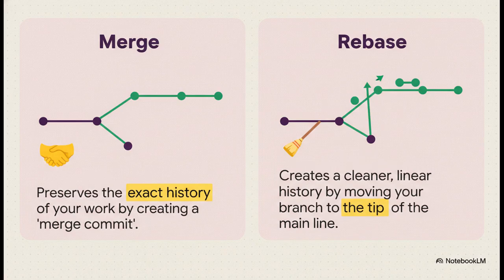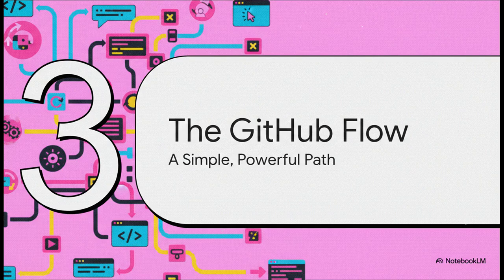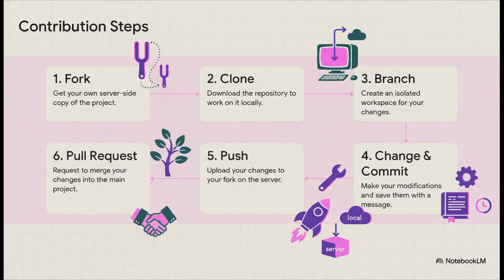So once we have tools like branching and merging, we can start building a workflow, a recipe for how to work together. And we're going to start with one of the most popular and straightforward ones out there, the GitHub flow. Let's check out this simple pattern for collaboration. This cycle right here is the rhythm that drives so many projects. It all starts with a fork, which is just your own personal copy of the project on the server. Then you clone it down to your machine so you can actually work on it.